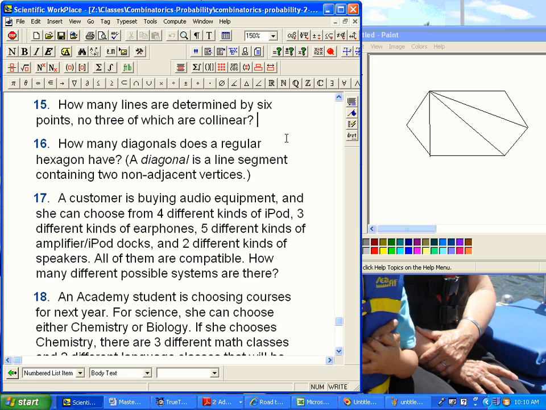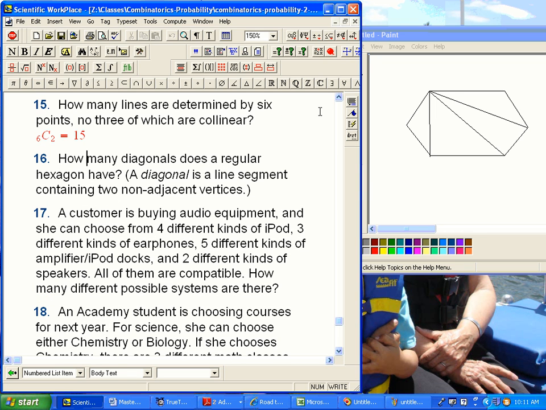So let's see. Can I choose the same point twice? No. So it's without replacement. And does order matter? Well, if I choose this point and then this point, that determines this line. If I choose this point and then this point, it's the same thing. So that's going to be 6 choose 2. No replacement, without order, and that is 15.